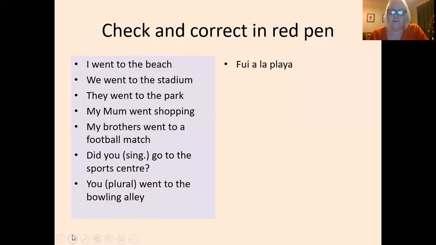So the first one I'd already said to you, actually, it was fui a la playa. So it's I went, which is fui. We've got a la playa. Playa, the beach, is feminine, so it's la playa, so it's a la playa.